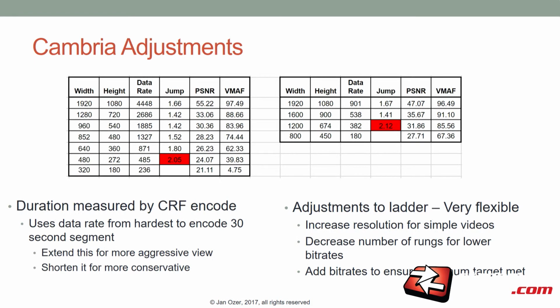What can you configure? You can configure the duration measured by the CRF encode. So they encode the entire file using CRF. But what they're looking for is, by default, the toughest 30 seconds of video. So the number you saw, the 5,000 or the 7,000, that's the toughest 30 seconds. And then you can make that as short or as long as you want. If you make it 2 minutes, you're going to have a more aggressive encode because it'll average out the value for the hardest 2-minute segment. If you make it 10 seconds, it's a very conservative encode, but you're letting the most complex 10 seconds of your video control the encoding for the entire video file. So you set that. You can also increase resolution for simple videos, and decrease the number of rungs for lower bit rates.